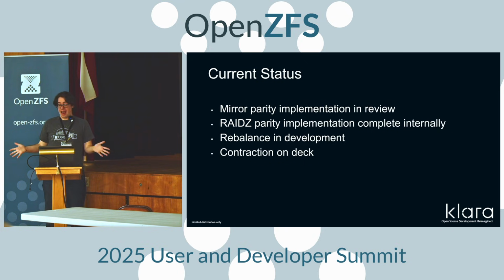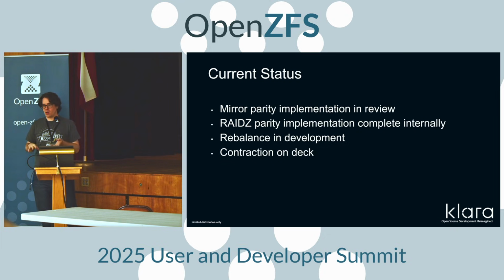So where is the project now? The mirror parity implementation and all the core infrastructure is currently up for review on the OpenZFS GitHub. The RAID Z parity implementation, adding the RAID Z parity style and the couple of extra features that go along with that, is done internally. I have it working and I can create pools with it and everything. But I'm waiting for the initial stuff to land before we open a review with the new stuff.